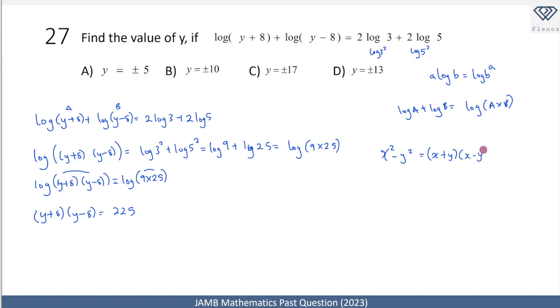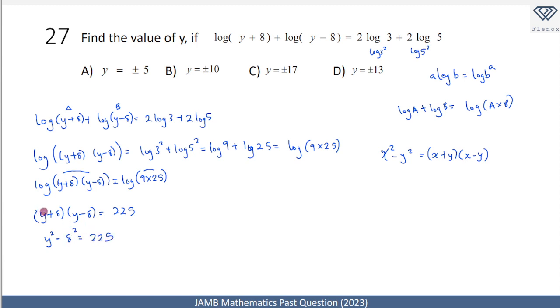x minus y. So in this case, we have something of the form x plus y, because we have y plus 8, and x minus y, because we have y minus 8. So this is the same thing as writing x squared minus y squared, which is going to be what? In this case, y squared minus 8 squared is equal to 225.